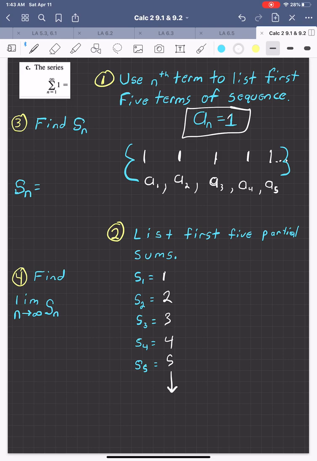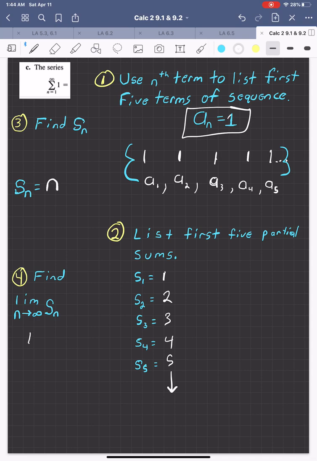So, in this case, what do we get? Do you notice how we write S sub n? Well, notice how n matches. So S sub 2 is equal to 2. S sub 3 is equal to 3. S sub 4 is equal to 4. In other words, S sub n is just equal to n.